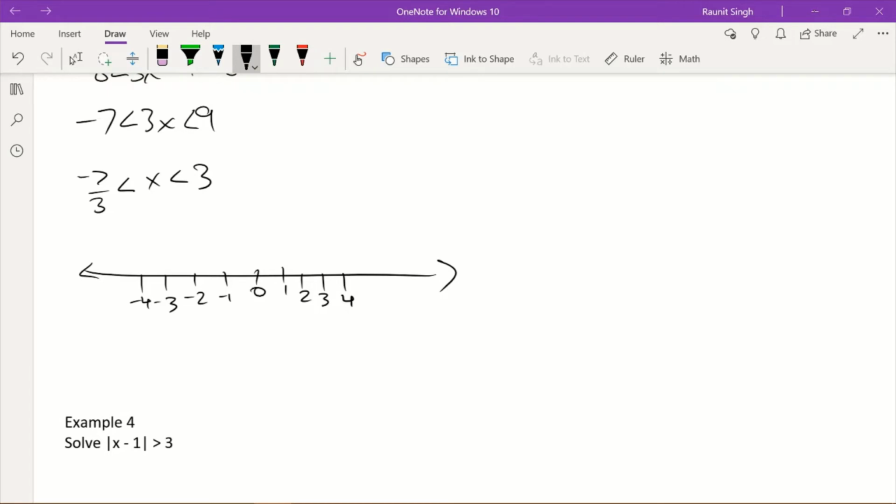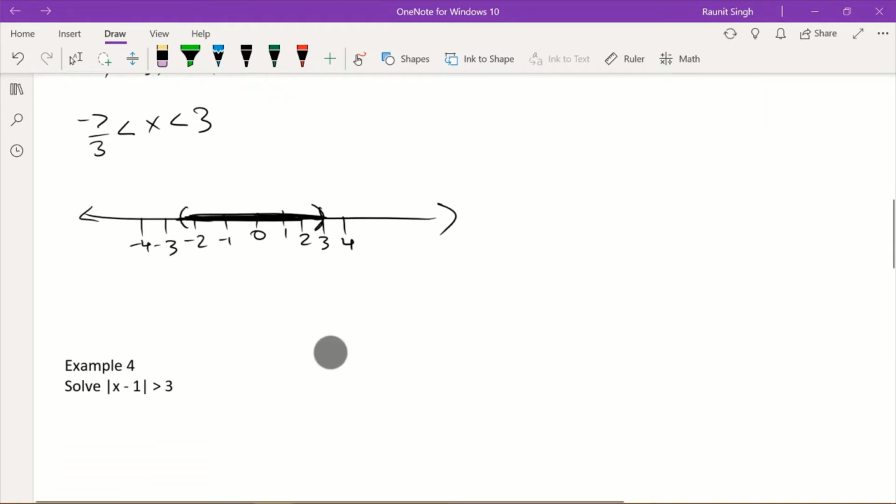Let's see here. Alright, so we're going to graph it. We know that negative 7/3 is in between 2 and 3, but it is closer to 2. So then we're going to just do that. And then we have positive 3, which we can do that. And then we can just draw a line. Remember, you can do parentheses or open dot when it comes to the less than signs.